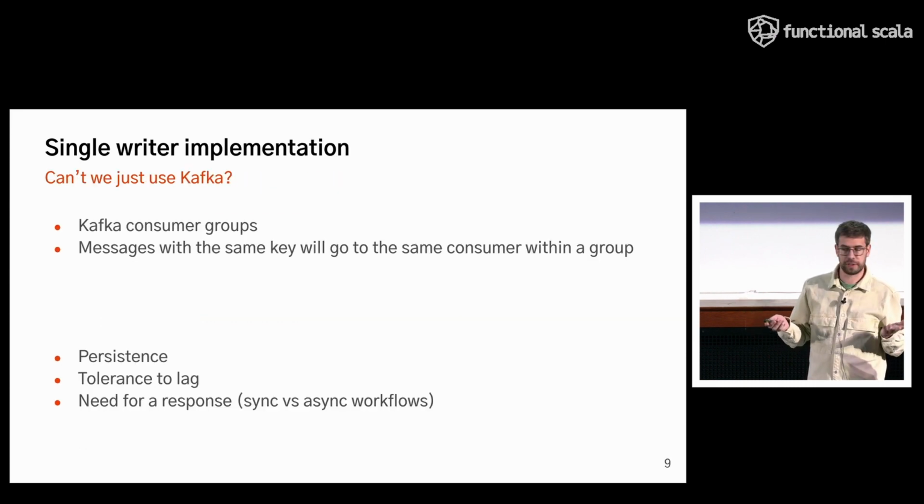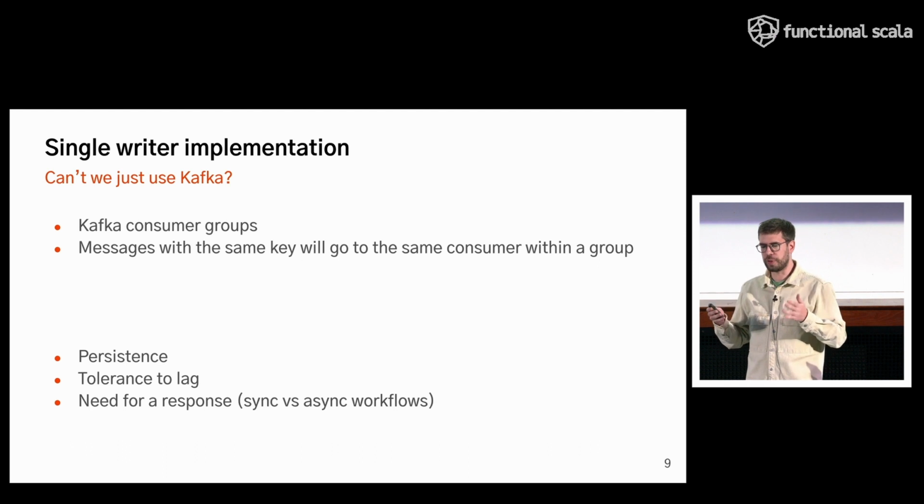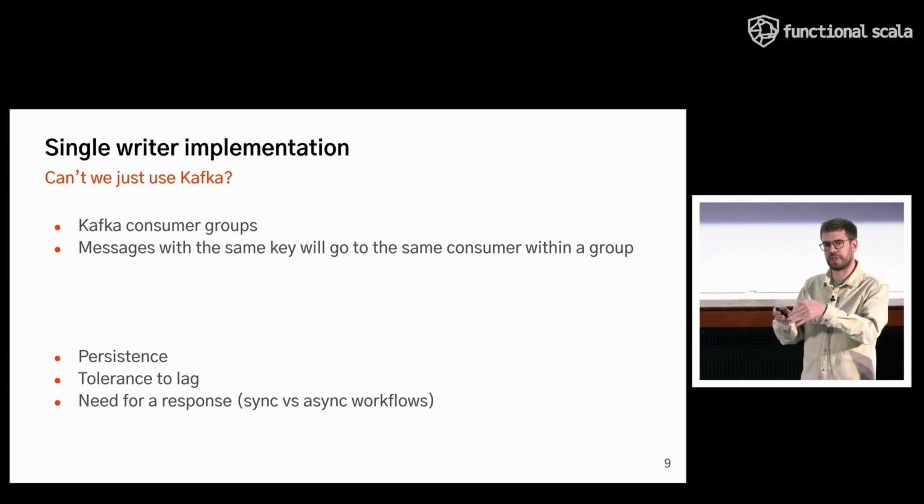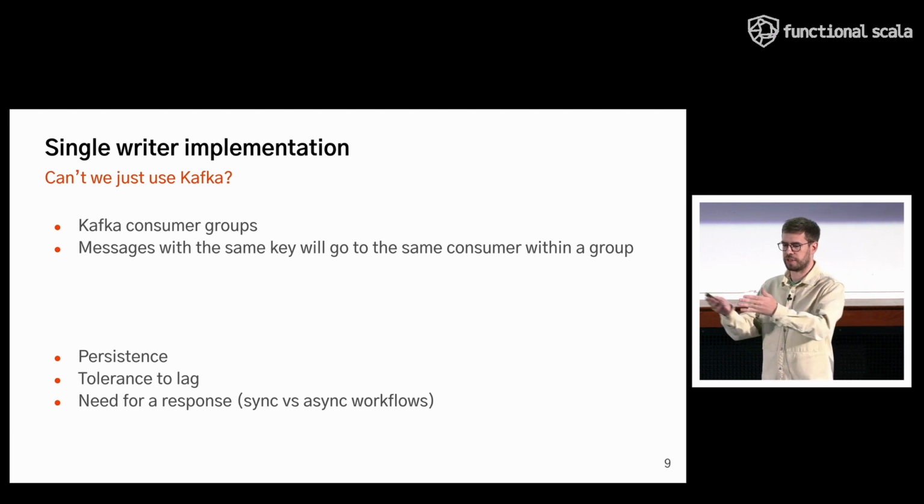Can't we just use Kafka? Isn't Kafka doing exactly that? There is a feature in Kafka called consumer groups, and basically you have multiple consumers in a group, and messages with the same key, so for example in our example here, messages for the same guild, will be going to the same consumer. So that works really well, and actually we are using this pattern for a lot of different things. However, in some cases, it's not 100% a good fit. For example, Kafka persists messages, but if you're just redirecting messages, you don't really need them to be persisted.